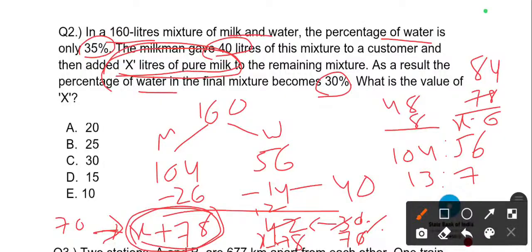Wait a second, what is the mistake I made? 12 7 times 84.